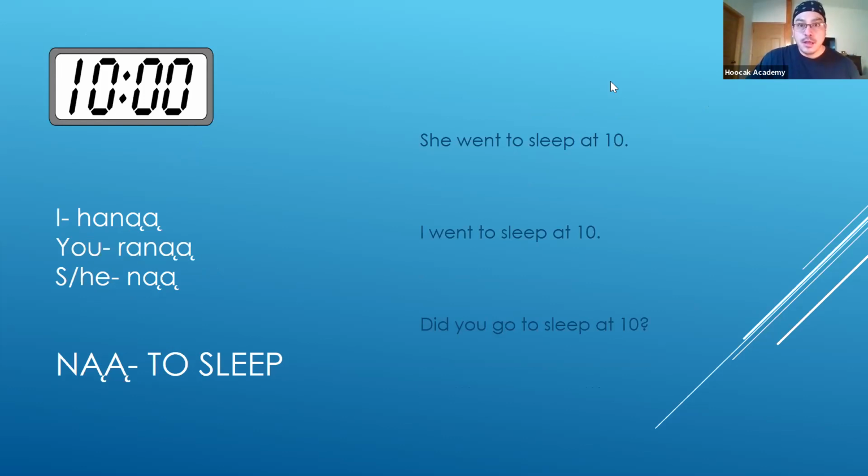All right. First sentence, third person: she or he went to sleep at 10. Gichiwi kerepanajaregi na. I went to sleep at 10. Gichiwi kerepanajaregi hana.